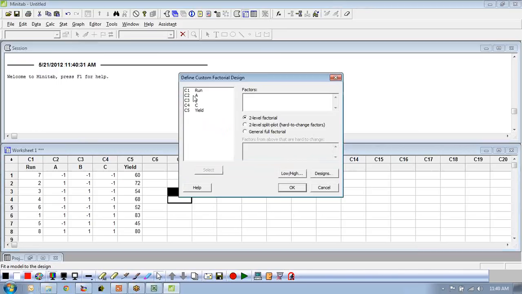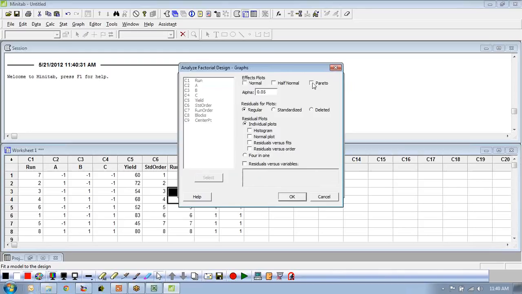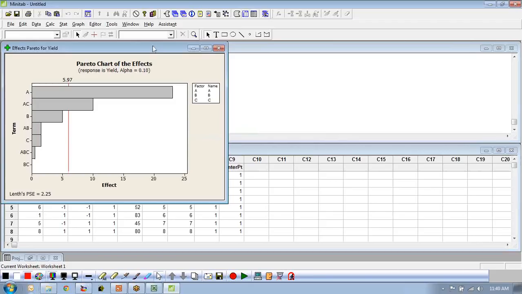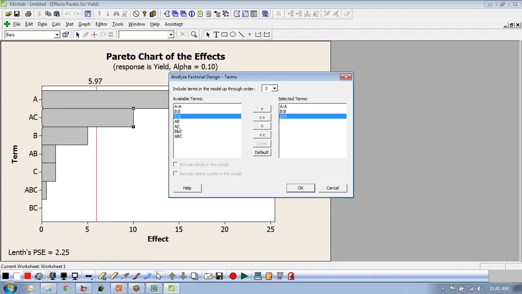Here's my factors, low, high. Here's my response, put my graph, Pareto is 0.1, click okay. Okay, I see A and I see AC. So my next thing is to keep all the main effects, A, B, C, and I'm going to keep AC.